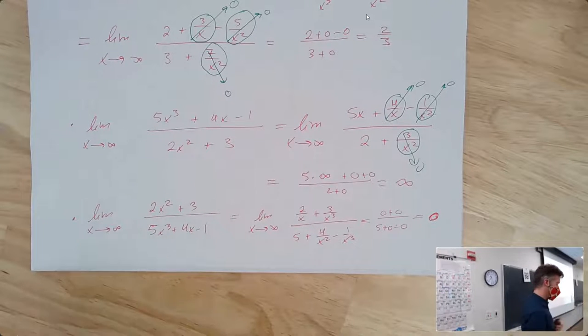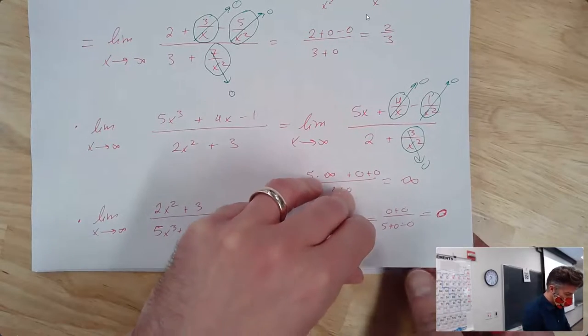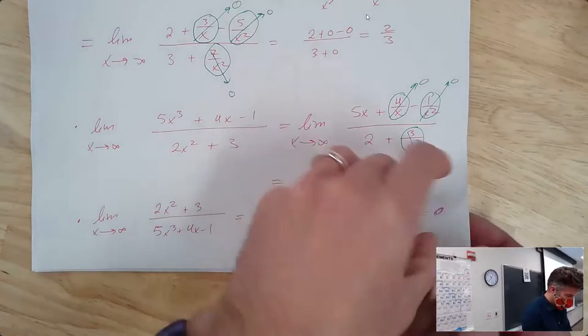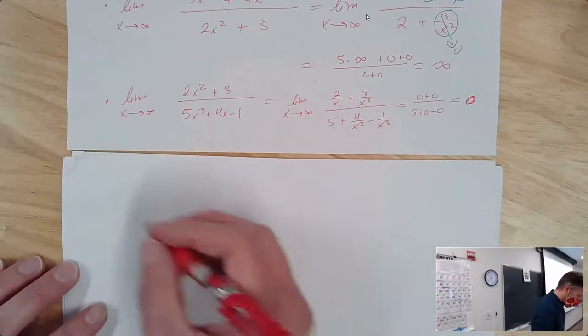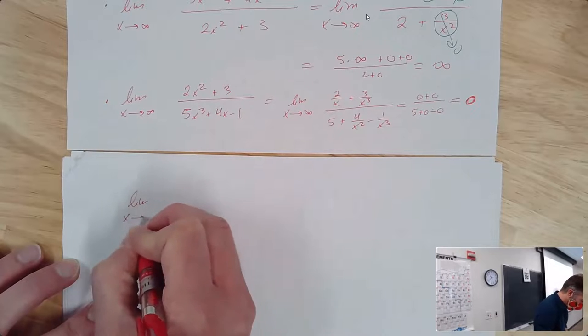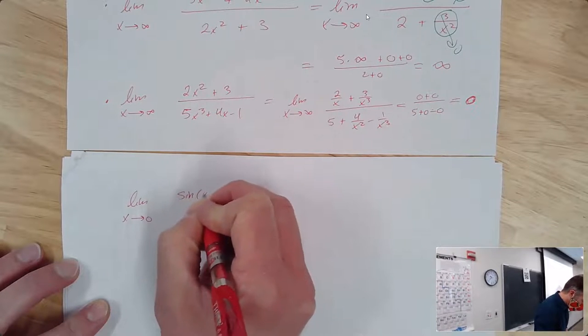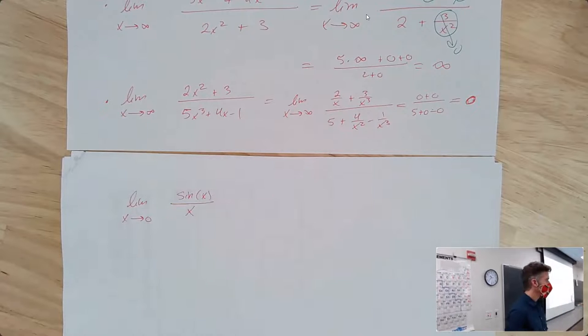There is one other kind of limit. Well, actually, that's not true. There's more than one other kind of limit, but there is one other specific 0 over 0 limit, which I do need to mention. You probably, maybe, already encountered it. It's the limit as x goes to 0 of sine of x over x.